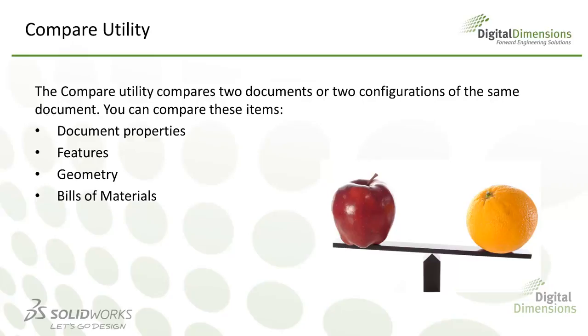The first utility to take a look at is actually a set of utilities where you're able to compare two documents or two configurations of the same document, or in the case of PDM, two versions or revisions of a document, based on different checks. So it's actually 4 utilities, one to run the document properties, one to check features, so check the feature tree of one part versus the other, one to check geometry, which is especially useful when you don't have a feature tree, it's imported geometry, or when you're comparing maybe an assembly to an assembly, it can check just if the geometry matches up.